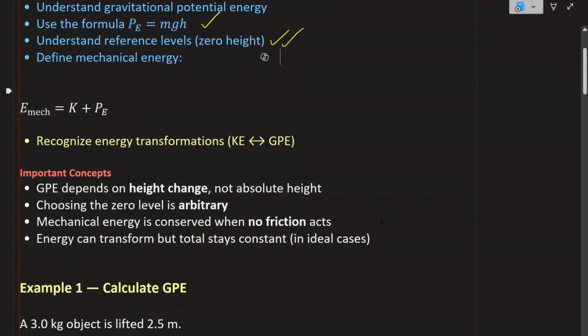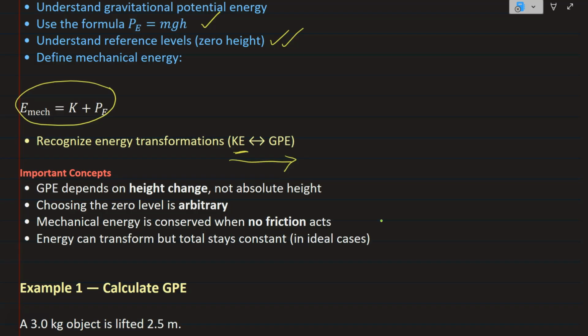All right, and then here's another thing: the total mechanical energy of a system is the total kinetic energy and the potential energy of that system. Okay, so here it is. Recognize that energy transformation goes from kinetic to gravitational potential energy, and it goes back and forth. Okay, once the object starts moving, it loses its gravitational potential energy and gains kinetic energy.